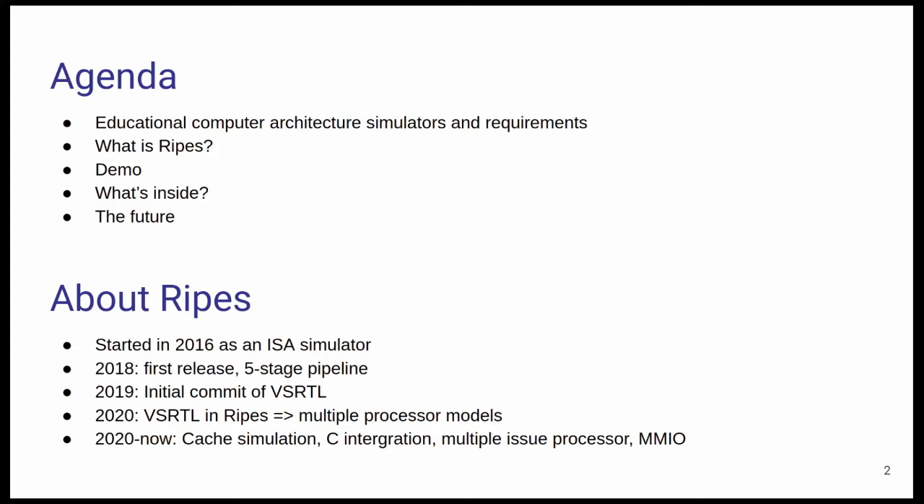But before we start, I just briefly want to go over the history of the project. So the project started back in 2016 as a simple instruction set simulator for the RISC-V instruction set. Then 2 years later, the first official release occurred, which featured a single processor model. Then in 2019, work began on a spin-off project called VSRTL, which is a framework for describing visual simulations of digital circuits. This project was then integrated into RIPES in 2020, which also allowed for the inclusion of multiple different processor models in the program. And since then, features such as cache simulation, C integration, a multiple issue processor model, and memory mapped I/O have been released. So the project is alive and well and always open for new contributions and collaborators.